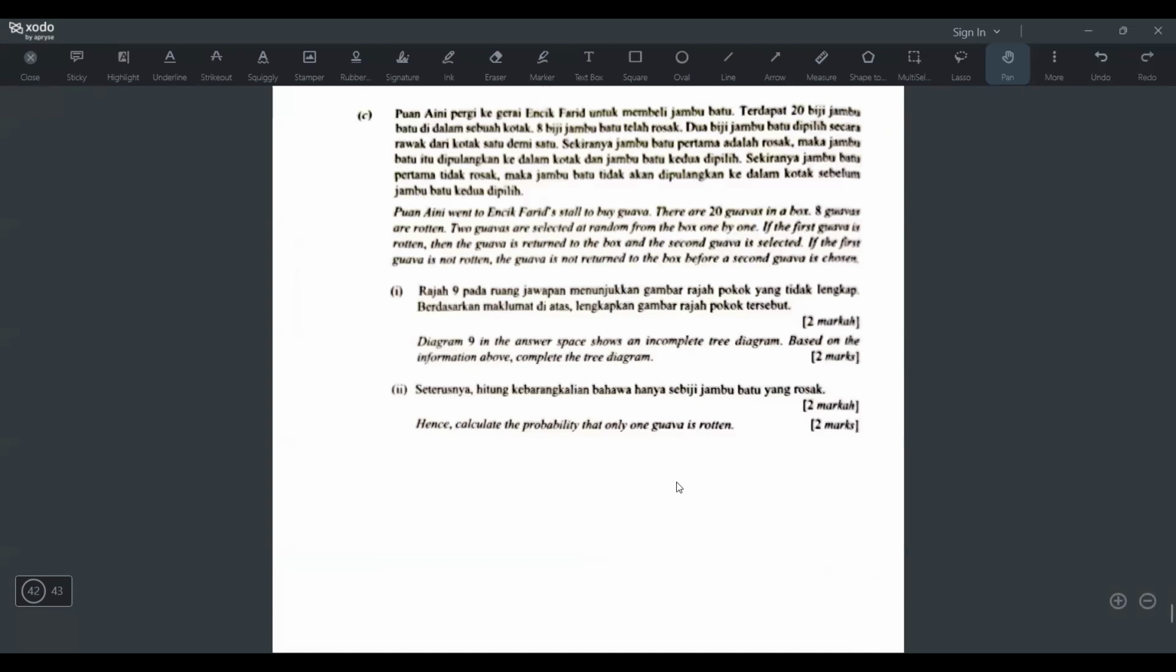Okay, let's continue. Question C. Puan Aini went to Encik Farid's stall to buy guava. There are 20 guavas in a box. 8 guavas are rotten. 2 guavas are selected at random from the box one by one. Okay, I think this is probability. If the first guava is rotten, then the guava is returned to the box, and the second guava is selected. If the first guava is not rotten, the guava is not returned before a second guava is chosen. Number 1, they say diagram 9 in the answer space shows an incomplete tree diagram. Based on the information, complete the tree diagram.